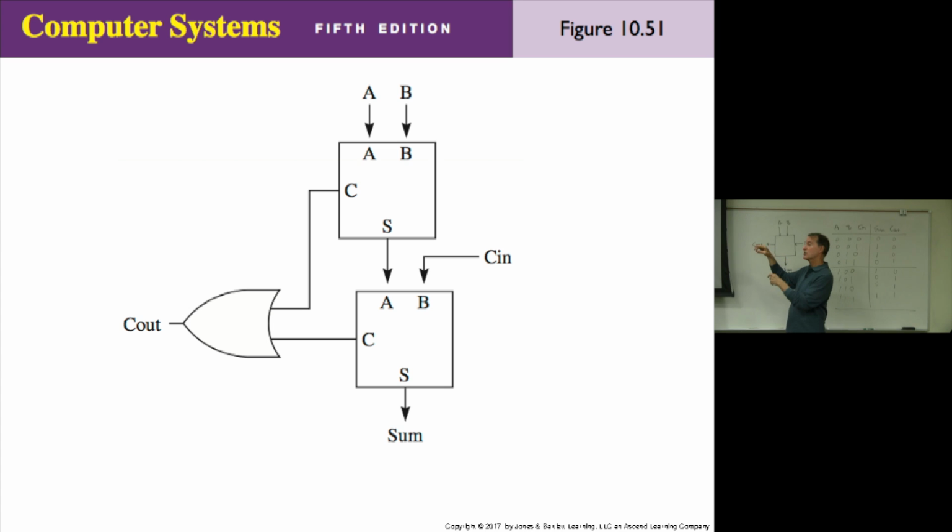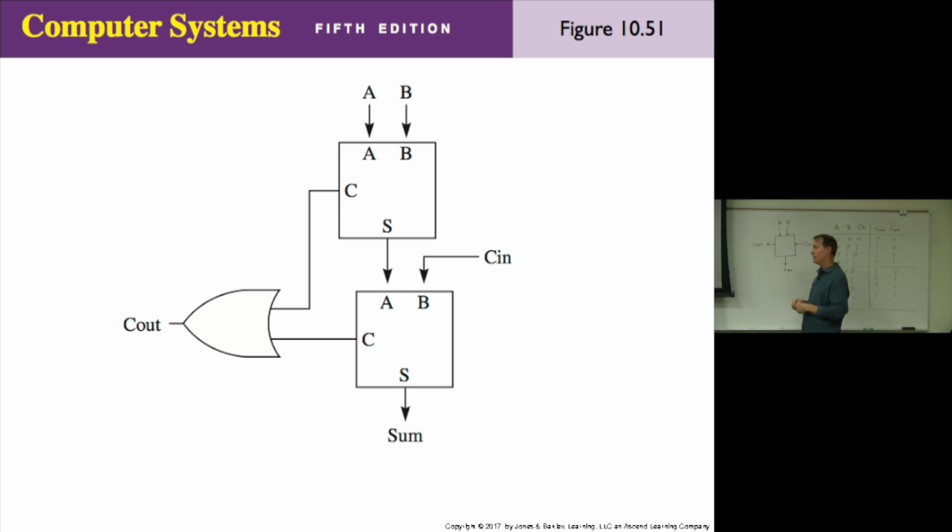But on the other hand, suppose A and B are 1 and 1. In that case the carry out of the top adder is 1. And now, it doesn't matter whether the carry in is another 1 or another 0. If the carry in is another 1, then there will be a carry out from the bottom half adder, and it will be 1.